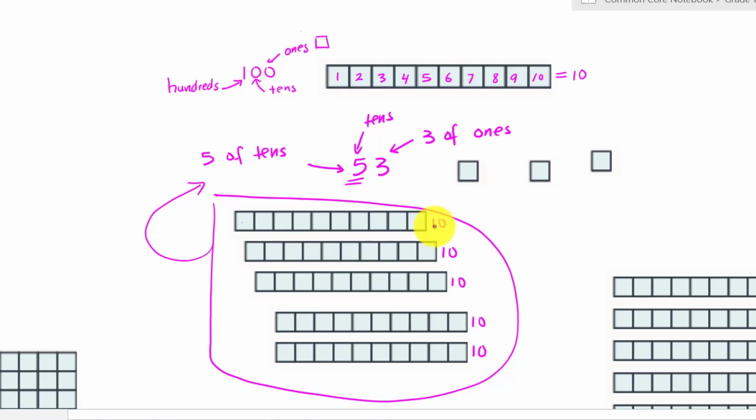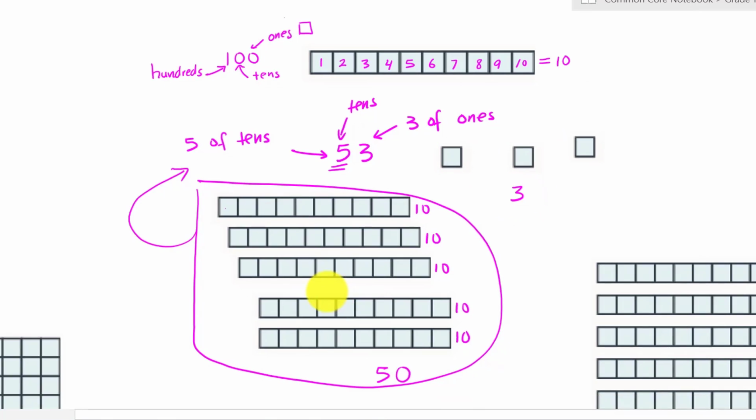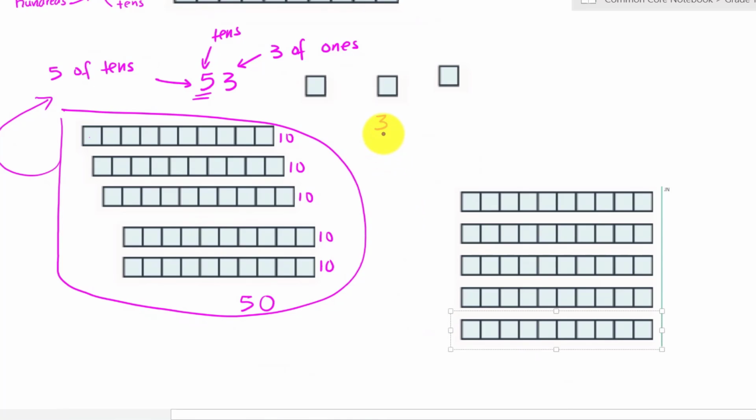So 10, 20, 30, 40, 50. So that tells you we have the number 50. Right there. And over here we have 1, 2, 3. So combine them together, what do we have? If we take 3 and 50, we would have a total of 53.